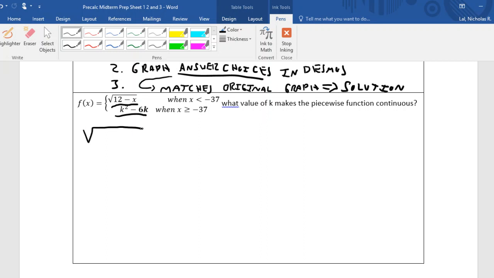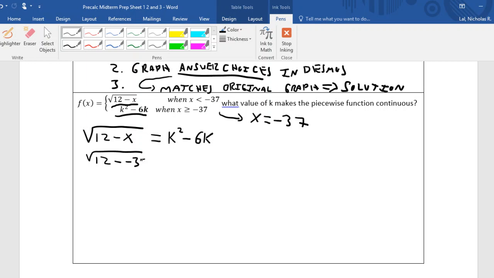So I have the square root of 12 minus x is equal to k squared minus 6k, but this is when x is equal to negative 37. So plugging in negative 37, I have the square root of 12 minus negative 37 is equal to k squared minus 6k. 12 minus negative 37 is 12 plus 37, that is 49. So the square root of 49 is equal to k squared minus 6k.